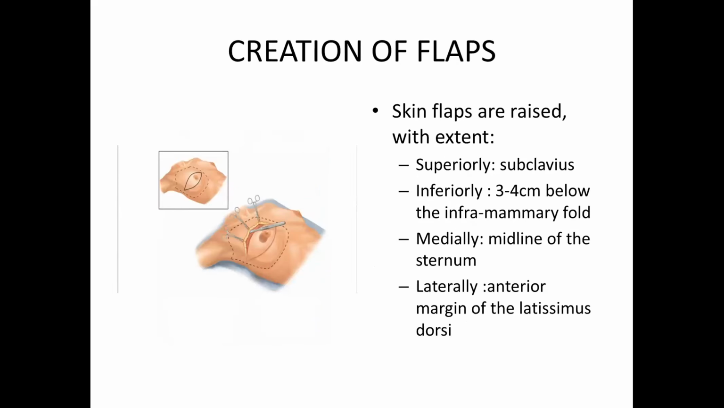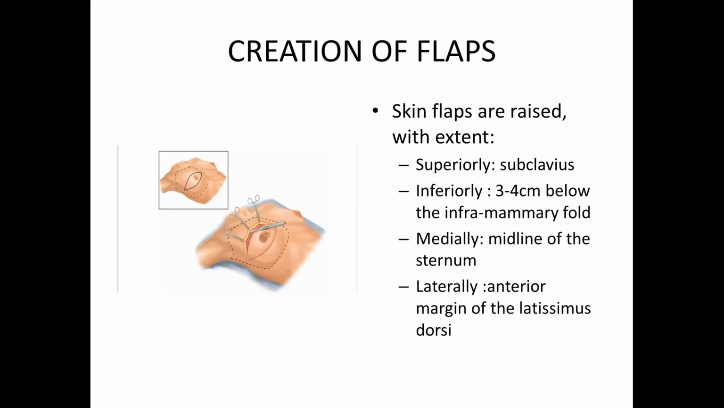After the incision is made, the flap is raised. A subcutaneous full thickness flap is raised, extending superiorly to the subclavius, inferiorly 3 to 4 centimeters below the inframammary fold, medially to the midline of the sternum, and laterally to the anterior margin of the latissimus dorsi.